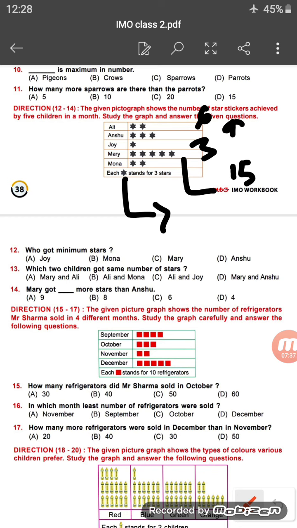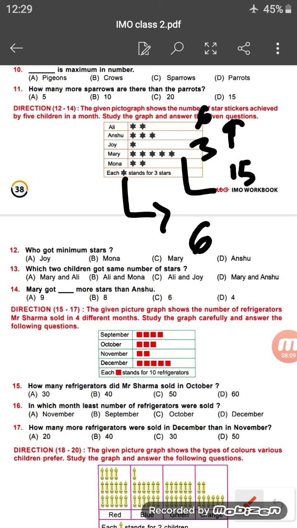So each star stands for 3, right? So Mary has picked 1 2 3 4 5, that's 15, and Mona 6. Okay, so the number of flowers Joy has, okay, now we have got the numbers.